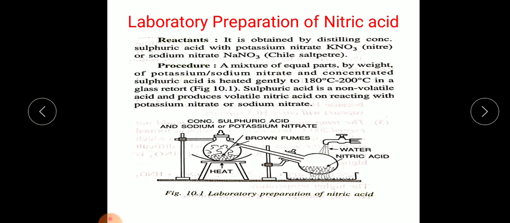Now, laboratory preparation of nitric acid. How can we prepare nitric acid in the lab? The reactants used are concentrated sulfuric acid with potassium nitrate, or we can take sodium nitrate.